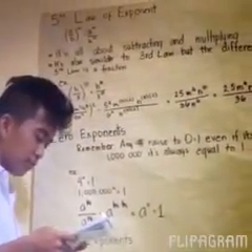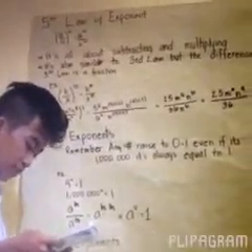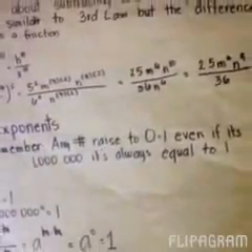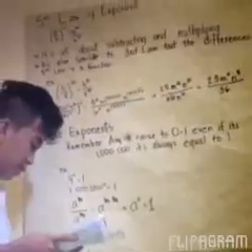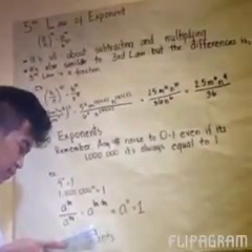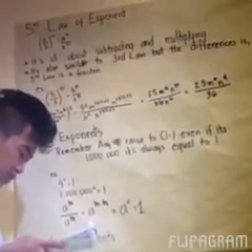And now let's proceed to zero and negative exponents. For the zero exponent, any number raised to 0 is equal to 1. Even if it is 1 million, it's always equal to 1. An example is 4 raised to 0 is equal to 1. 1 million raised to 0 is equal to 1. Easy, right?